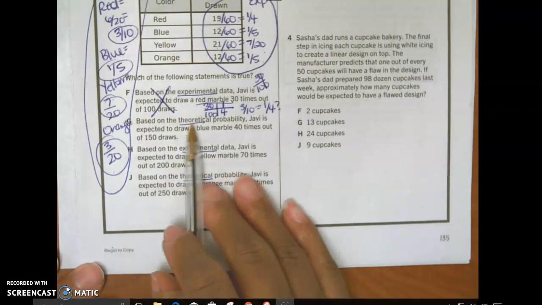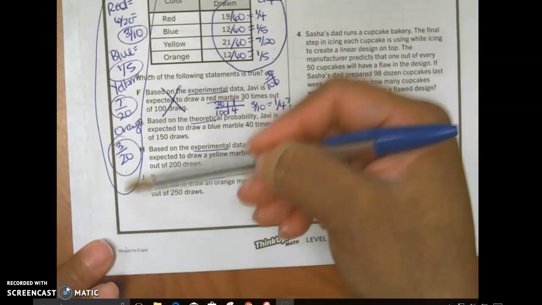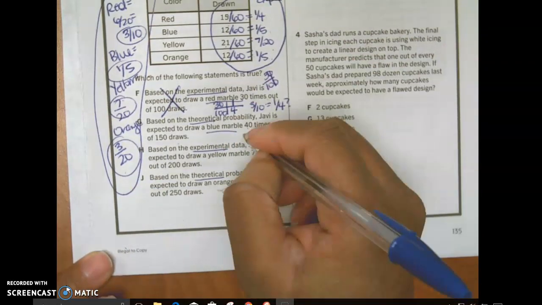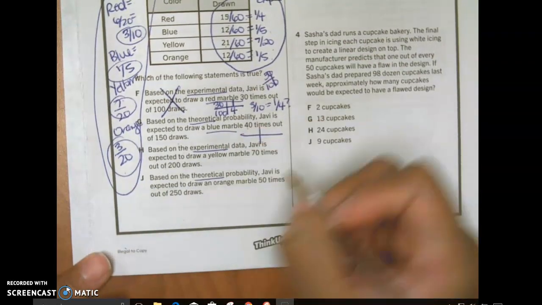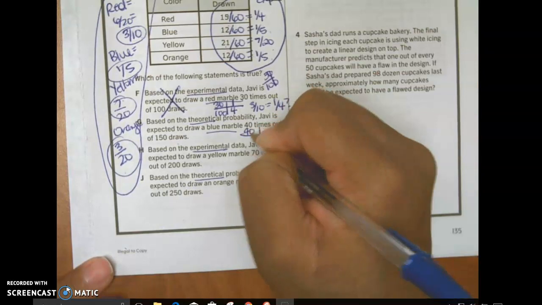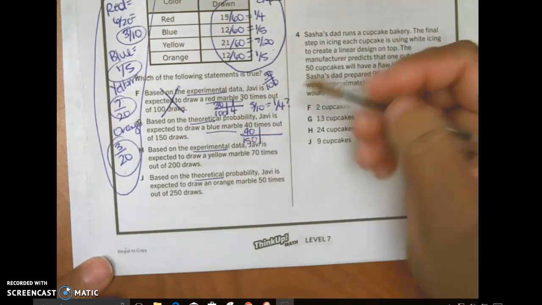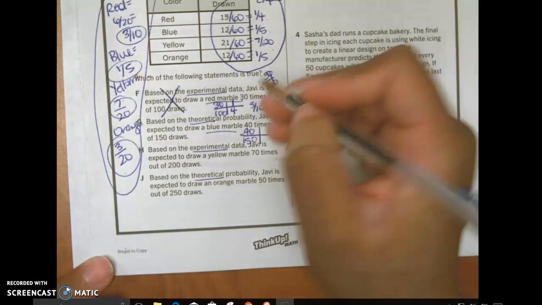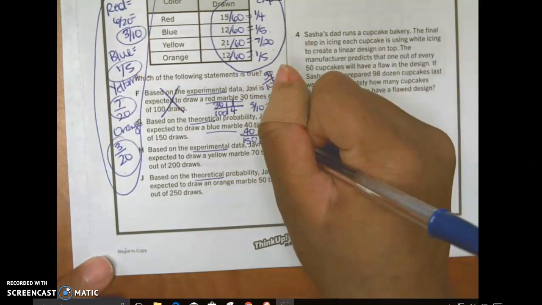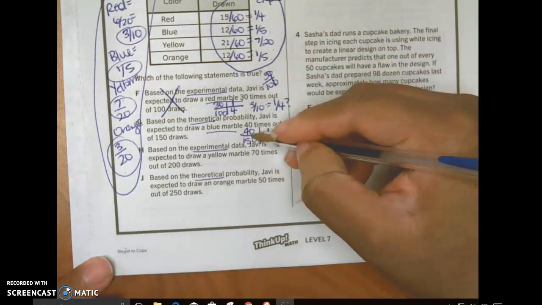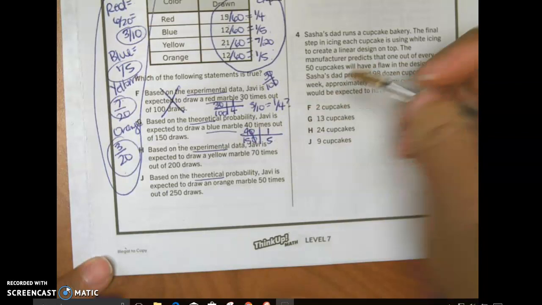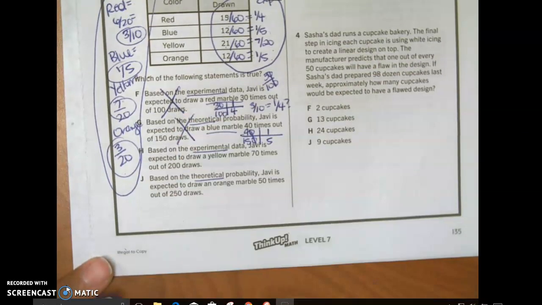Looking at G, theoretical, so this is where I'm looking over here. We should get a blue marble 40 out of 150. Make my proportion 40 out of 150. And then what's the blue over here? 1/5. If I cross out these zeros, is 4/15 the same as 1/5? No, so that is incorrect as well.